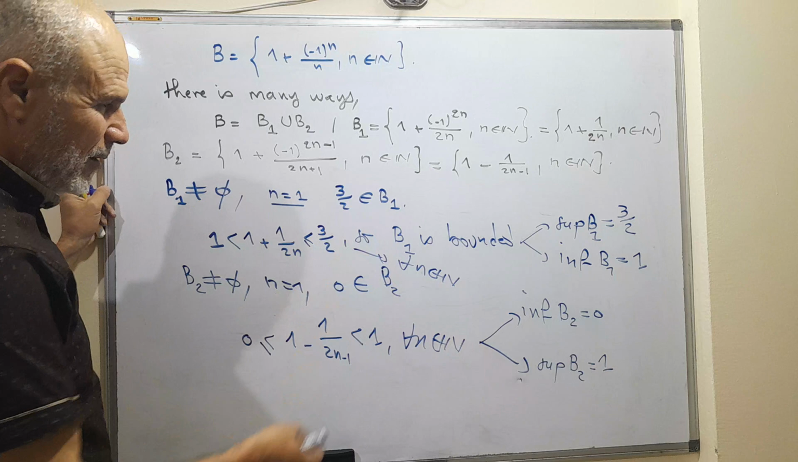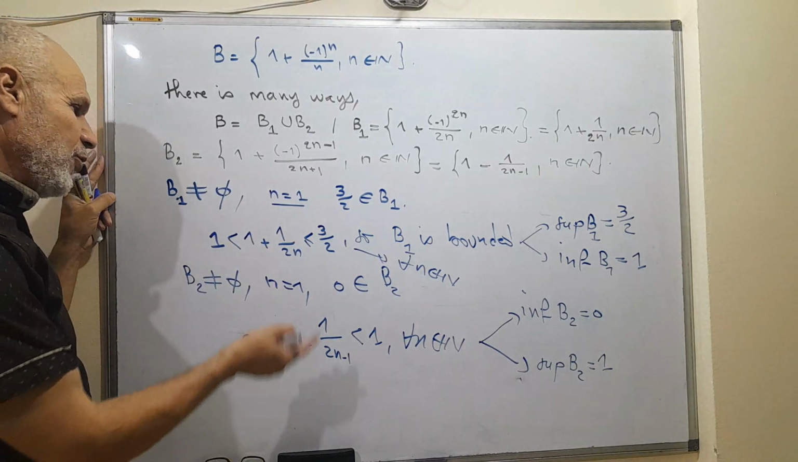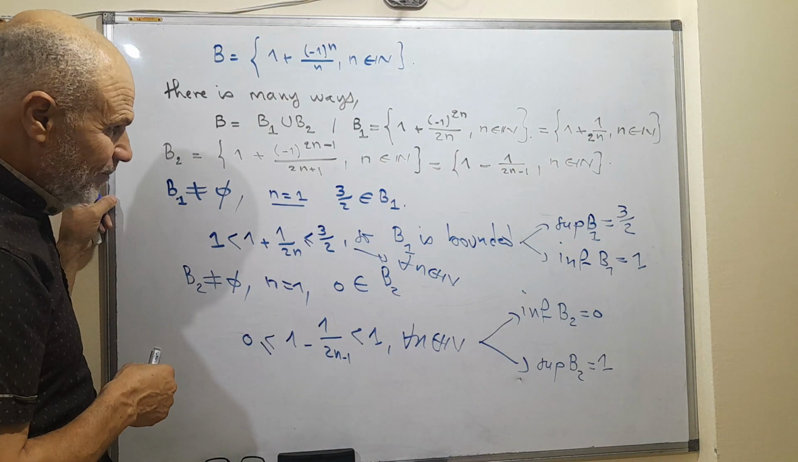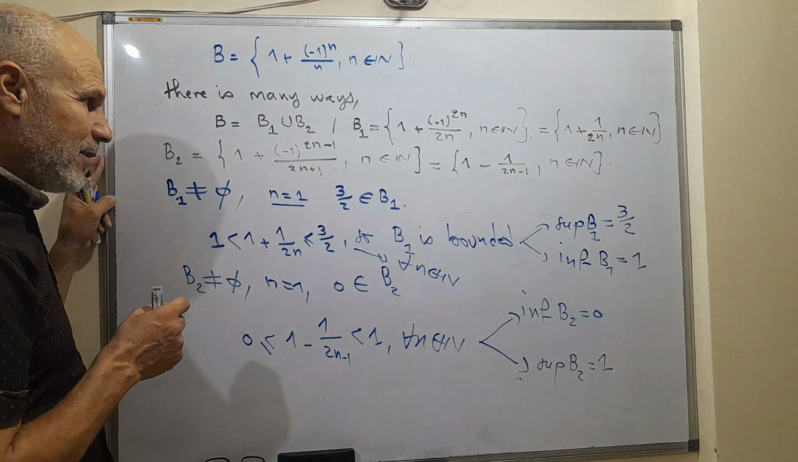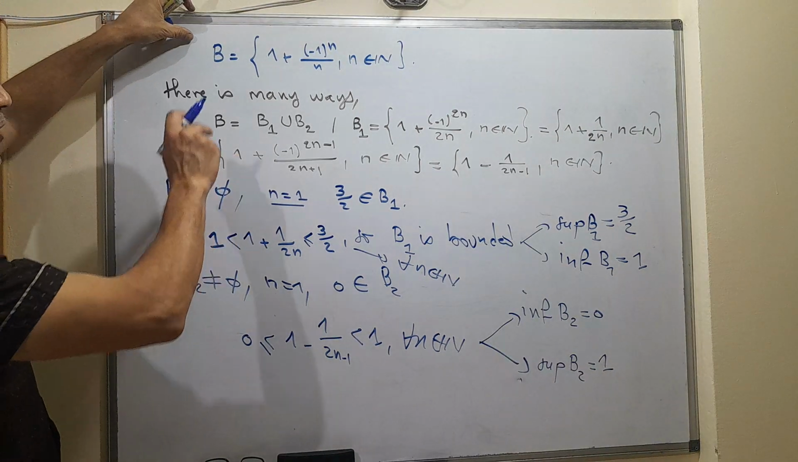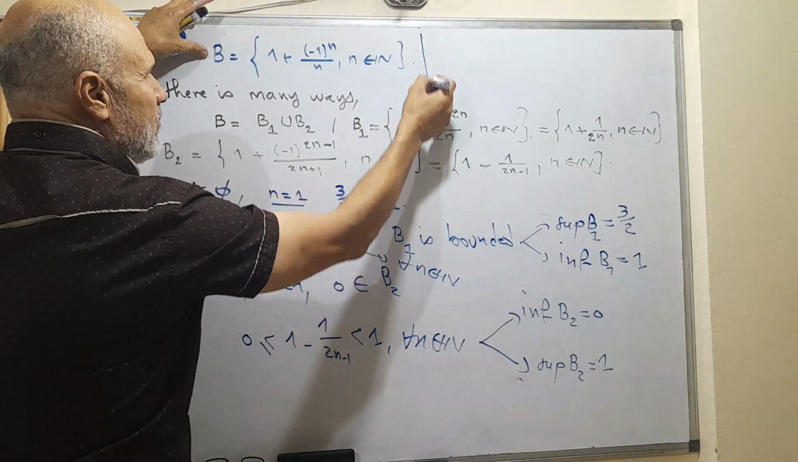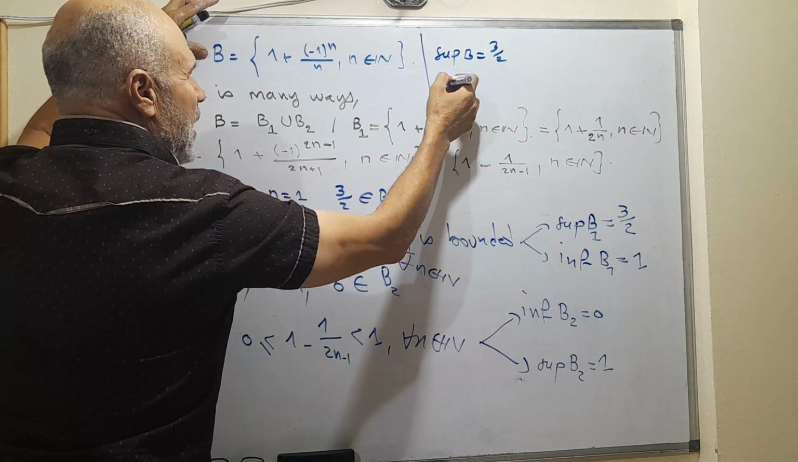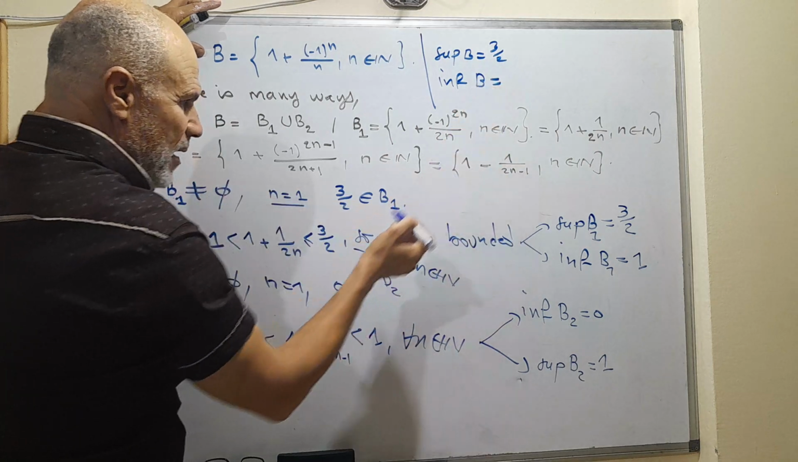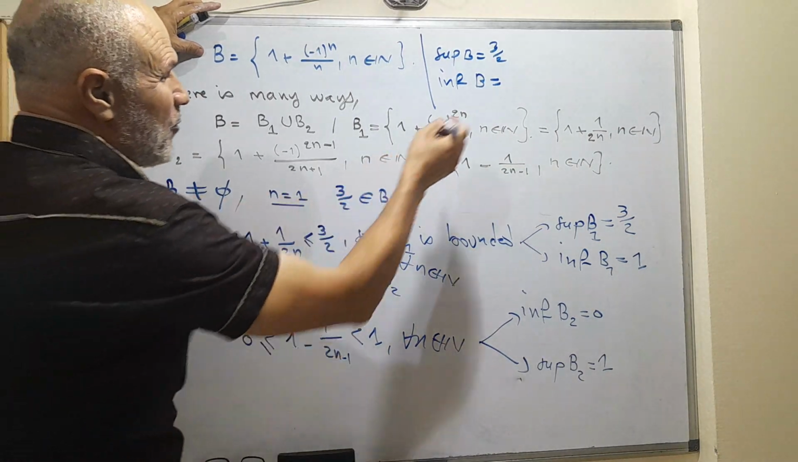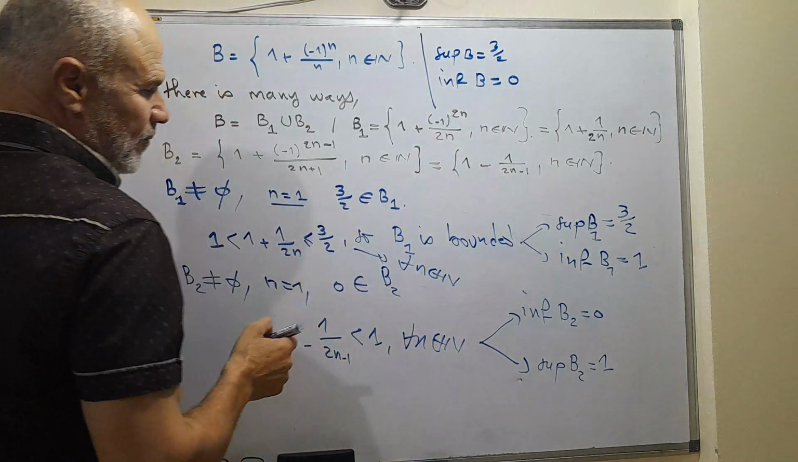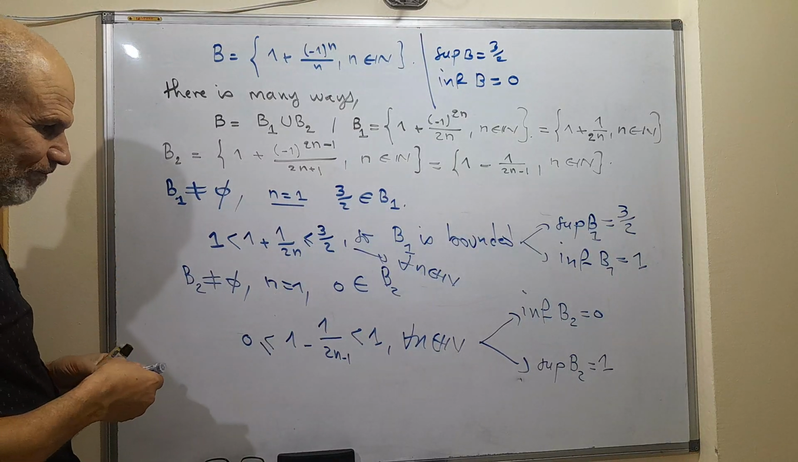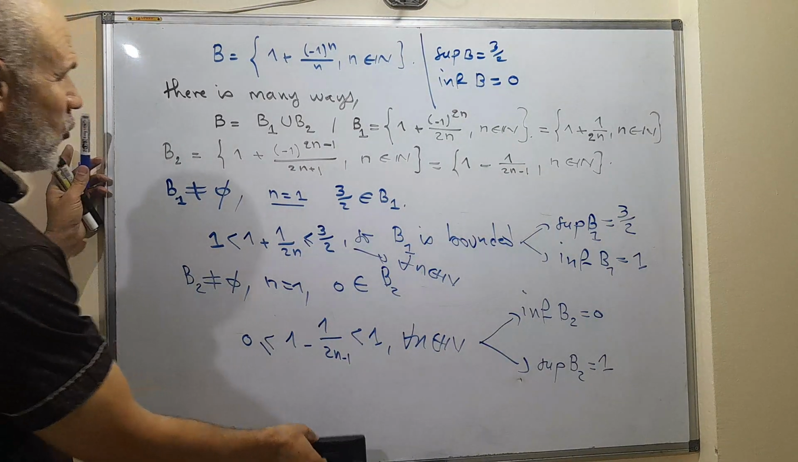So if we take B1 and B2, and if we use the two properties that I already wrote here, we will suspect that the supremum of B is equal to 3 over 2, and the infimum of B is equal to 0. Let us verify that this is true.